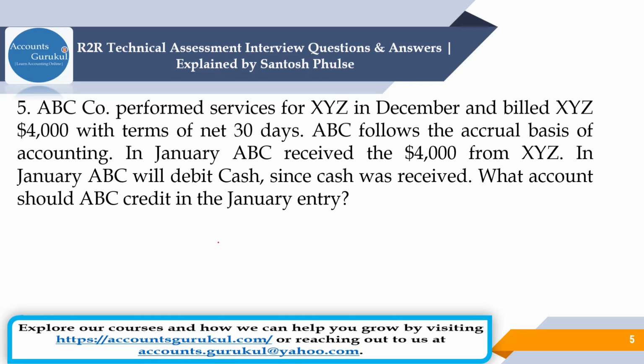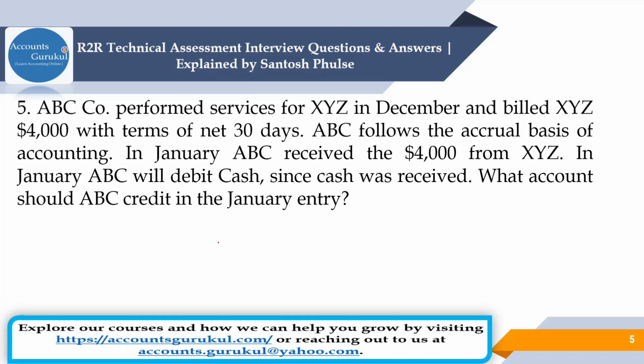So the service has been delivered in the month of December and billed as well. ABC follows the accrual basis of accounting. In Jan, ABC received the 4000 from XYZ. In Jan, ABC will debit cash since cash was received. What account should ABC credit in the journal entry?